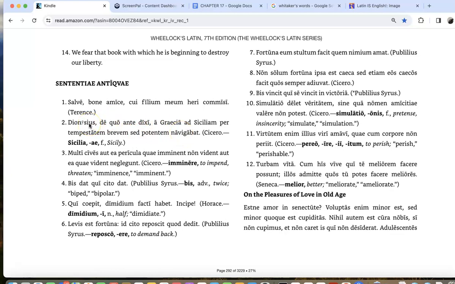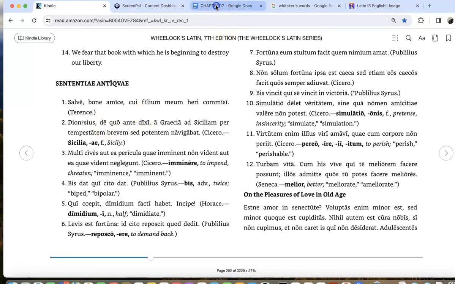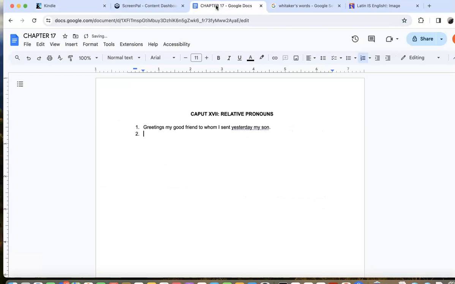So let's go ahead, and this one's a little bit trickier. But once you know the vocab and go through it a couple of times, it's fairly easy. So Dionysius, about whom I spoke earlier. Let me go ahead and write that first. So Dionysius, about whom I spoke earlier.